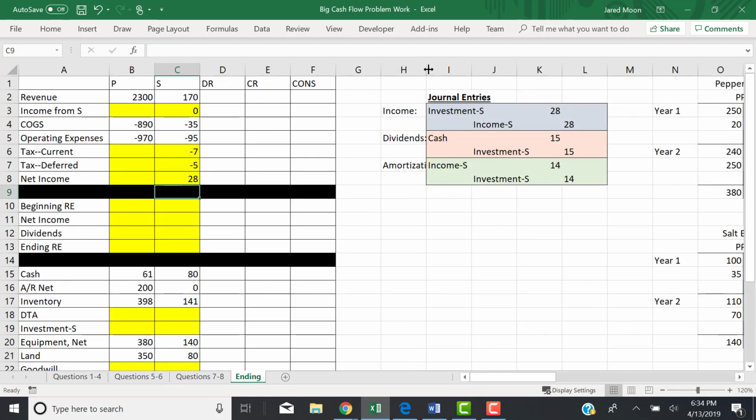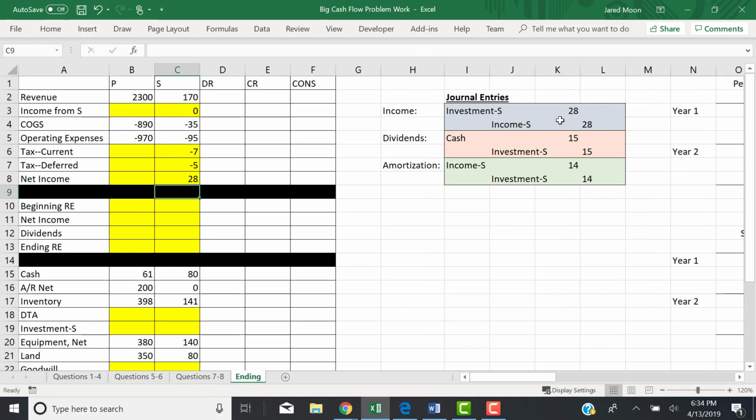These are our journal entries that we had. And we can record 28 minus 14 gives us income from the sub of $14. So now we have this amount, and we can solve for our book to tax difference here.